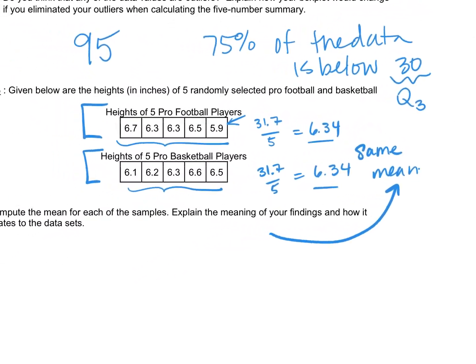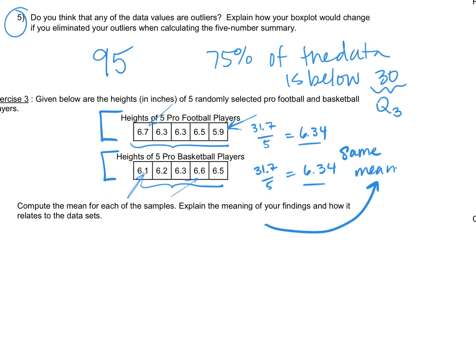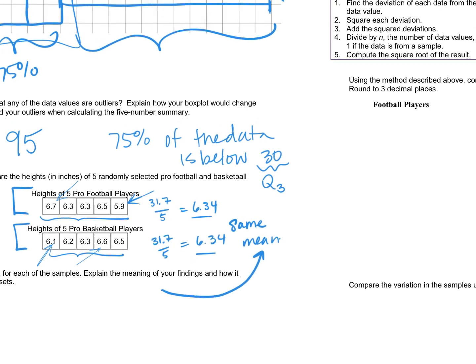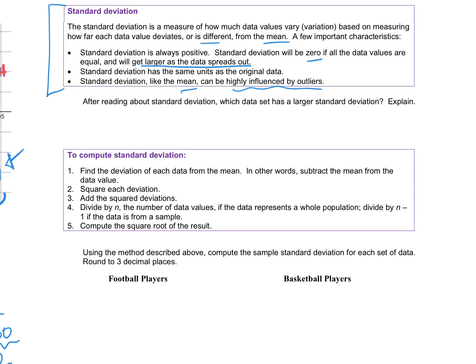So after reading about the standard deviation, which data set has a larger standard deviation? That's kind of what I was saying, is that if you look at the football players, you have one that is 5.9 feet and another one that's 6.7 feet. That's a big range compared to when we look at the lowest basketball player is 6.1 and the highest is 6.6. It's a little lower range. So it appears that the basketball players are a little less spread out while the football players are more. So the data set that would have the larger standard deviation would probably be the football players, because based on these examples that we have here, it looks like there is a larger range.